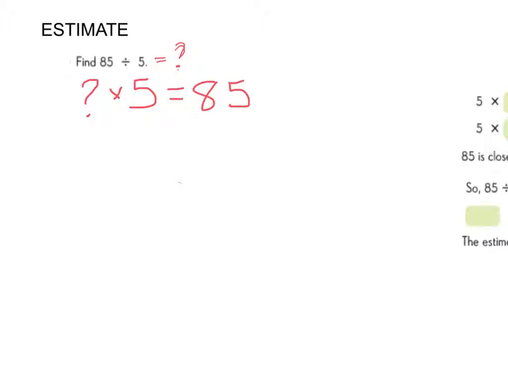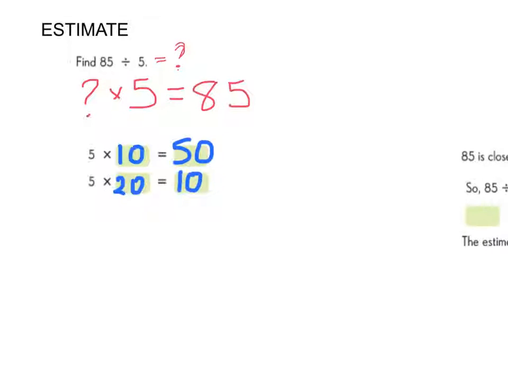Let's try a few things. Okay, what's something that's easy that we know? We know that 5 times 10 is 50, right? And that's a little bit close to 85, but let's keep looking to see if we can find something closer, or let's keep looking until we find something above 85. So 5 times 20 is 100. There we go, it's above 85.